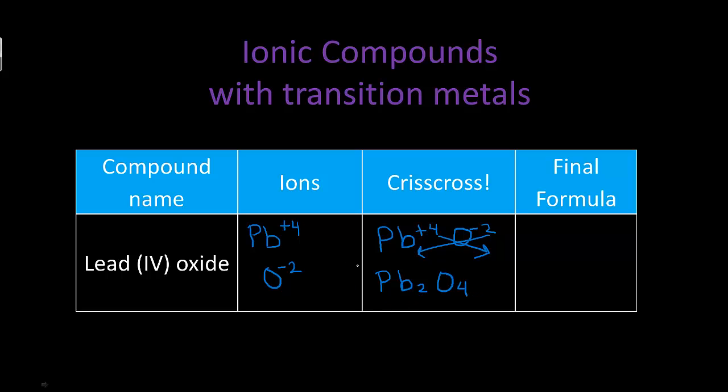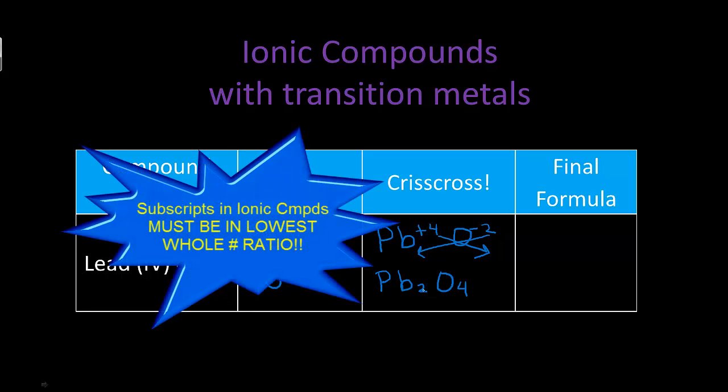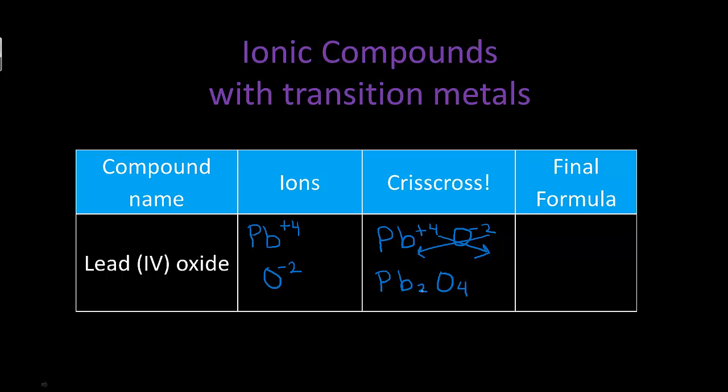All right, now this is where it matters as far as simplifying and finding the lowest common denominator. So 2 and 4, their common denominator is 2, so we are going to divide each by 2. 2 divided by 2 is 1. So I'm going to do Pb, and we never put 1s. 4 divided by 2 is 2, so I'm going to put O and then 2. So our chemical formula for lead(IV) oxide is PbO2.